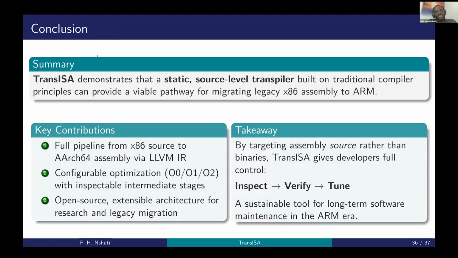Then the conclusion is that TransISA demonstrates a static source-level transpiler built on traditional compiler principles and can provide a viable way to migrate from x86 to ARM. The key contribution of this project is that we have a full pipeline that we can build on top of. Then we have configurable optimization passes. It is open source and it can be very easily extended.